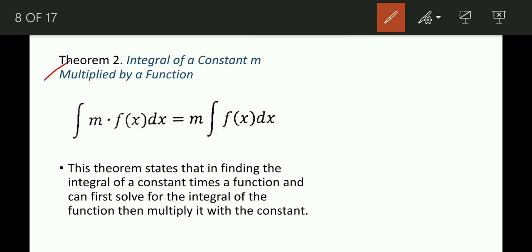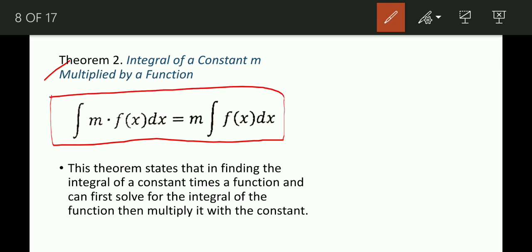Theorem number 2. This theorem states that in finding the integral of a constant times a function, we separate the constant value outside the integrand and then we first solve the integral of the function. And lastly, multiply it with the constant value.